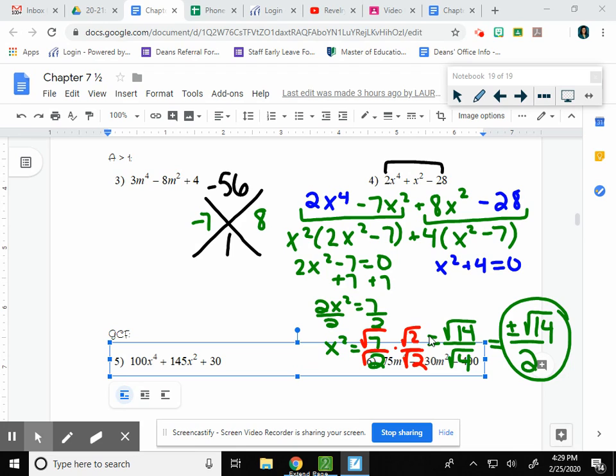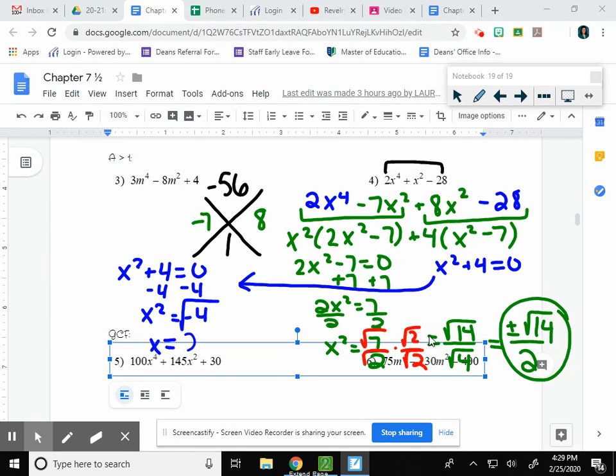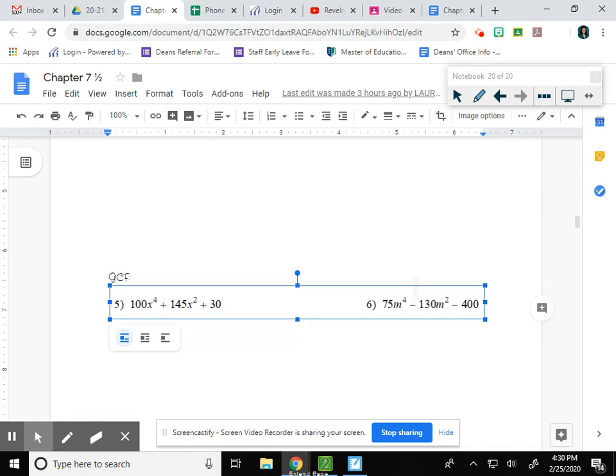Then I'm going to take this blue one over here so you can see it a little bit better. So I have x squared plus 4 equals 0. I subtract 4 from both sides and get negative 4. Then I'm going to take the square root. Well, the square root of negative 4 is plus or minus 2i. Okay? All right, so the greatest common factor ones are going to be the exact same.